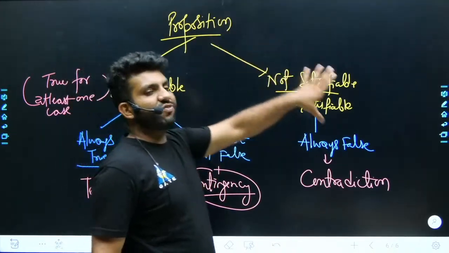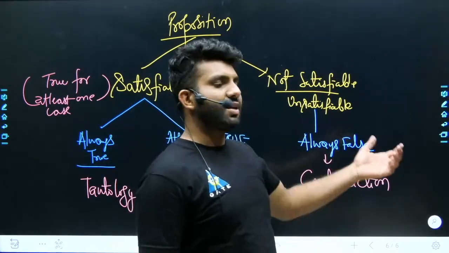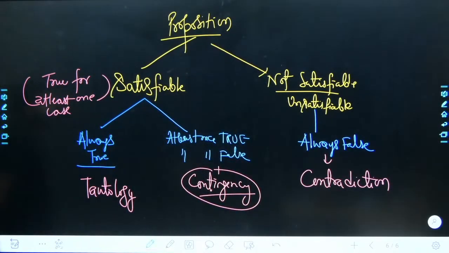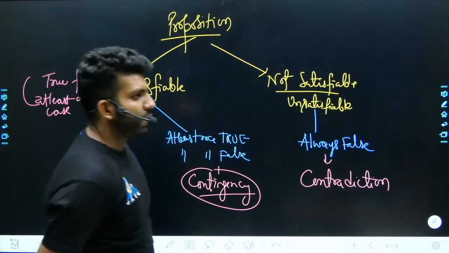And if not satisfiable, that means it is always false. That's a contradiction we are having. Is it clear to everyone? I hope this is clear. Very important over here.